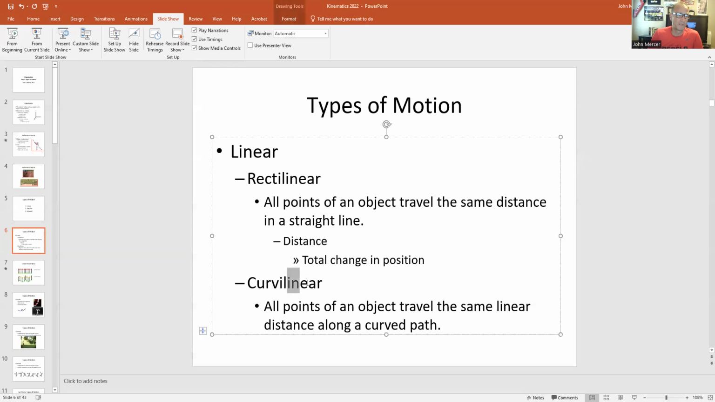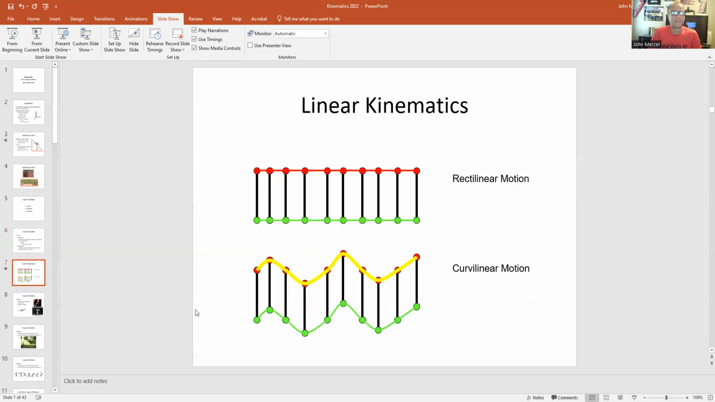Curvilinear motion, so again, we've got linear motion here. Here's the linear portion of this word. All points of an object travel the same linear distance along a curved path. And I'm going to show you that in just a second in the next slide. So this is not angular motion. This is the one type of motion, linear motion. All points of an object travel the same distance, either in a straight line, rectilinear, or in a curved line, curvilinear. All right, let's look at a couple of illustrations.